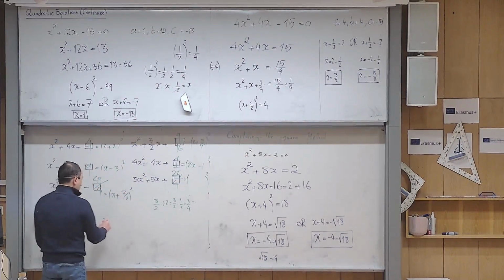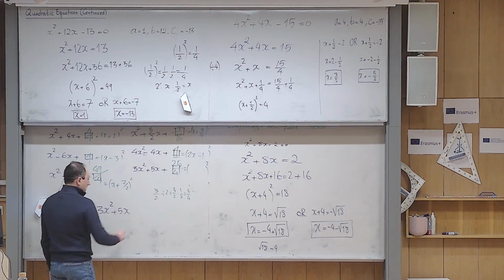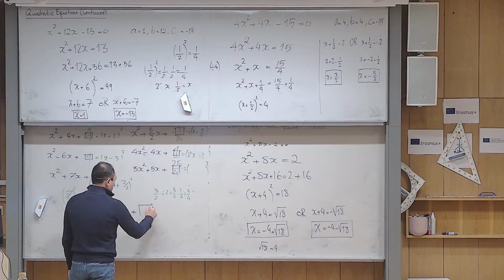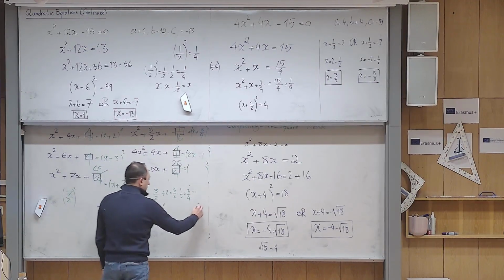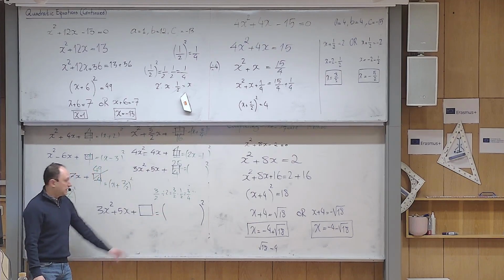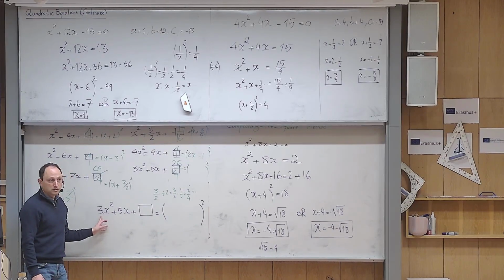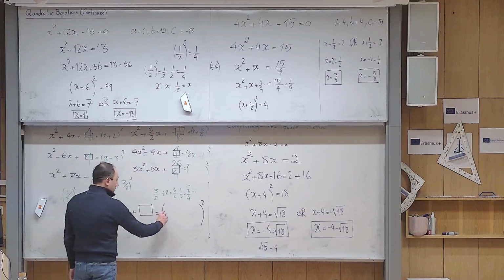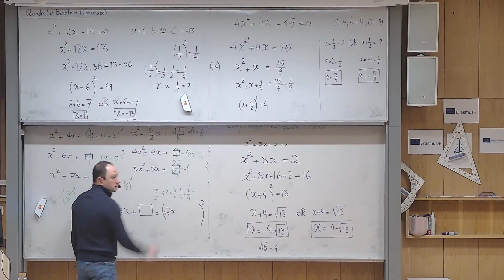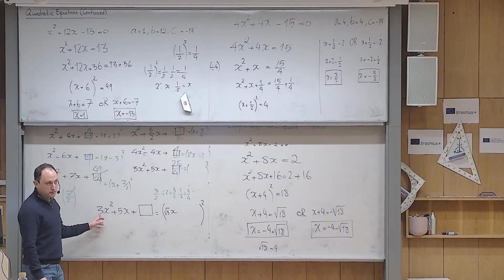So let me just write 3x squared plus 5x, and then plus a box. Okay, if this is going to work, what should I write here? I have to write something whose square is this one. 1.5. No, what is that exact value? Square root of 3, x. Yes, this becomes the first one squared, which is this one.